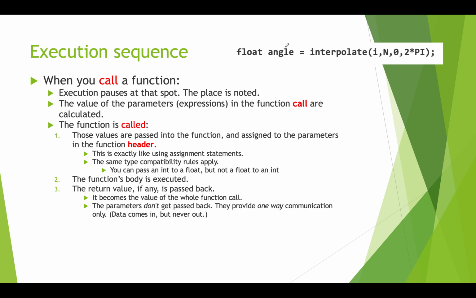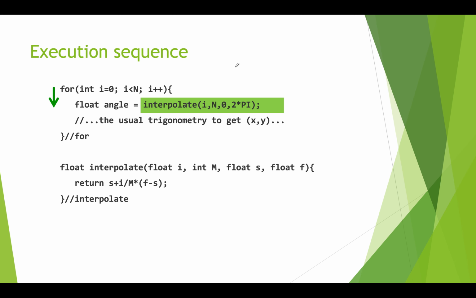Okay, so what is important to note is that the parameters don't get passed back. That's a one-way communication mechanism. The data comes in, but that data doesn't come back out. The only thing that comes back out is whatever is passed back out as the return value. And then once that's happened, we put the value into angle, and then we continue with the execution that comes down below. So let's look at an example.